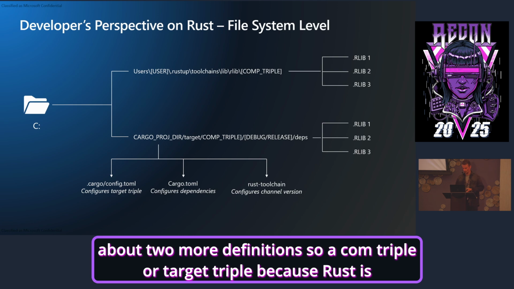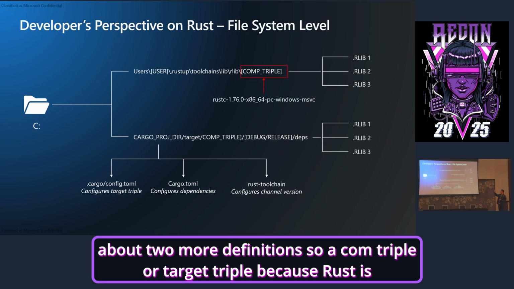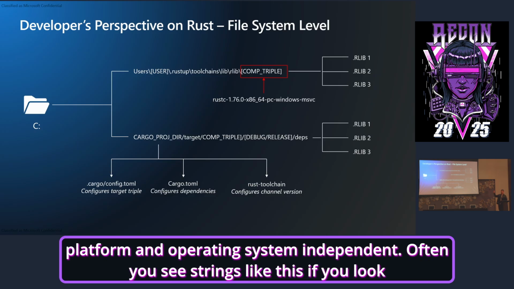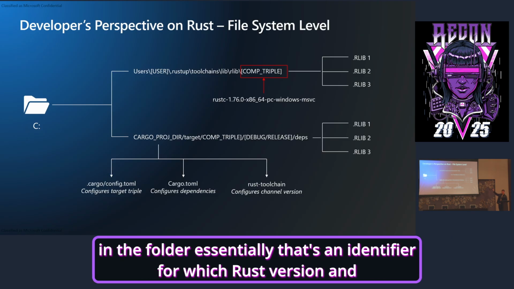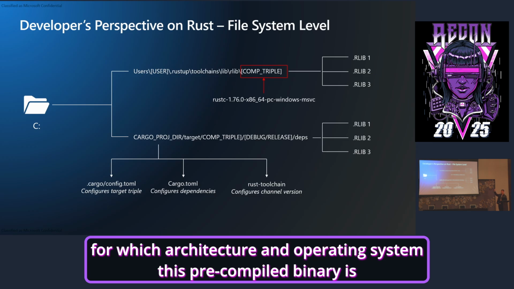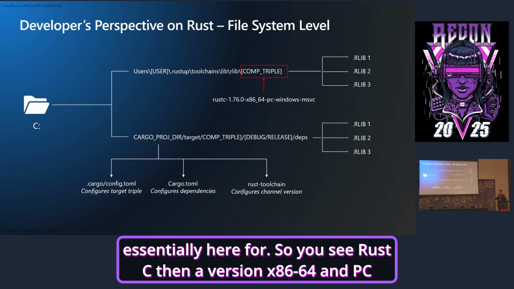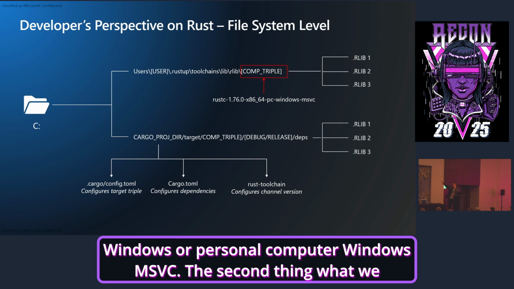We need to talk about 2 more definitions, so a compiler triple or target triple, because Rust is platform and operating system independent. Often you see strings like this if you look in the folder. Essentially, that's an identifier for which Rust version and for which architecture and operating system this precompiled binary is essentially here for. So you see rustc, then a version, x86, x86_64, and PC Windows, so personal computer Windows, MSVC.